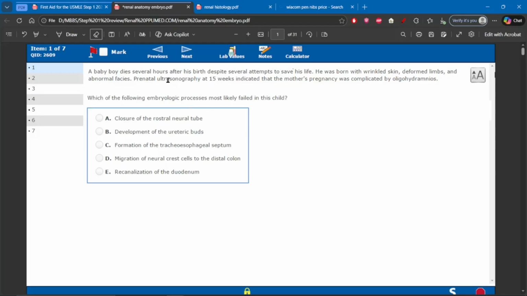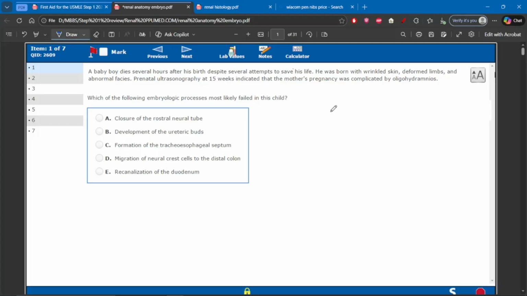A baby boy dies several hours after his birth, despite several attempts to save his life. He was born with wrinkled skin, deformed limbs, and abnormal facies. Prenatal ultrasonography at 15 weeks indicated that the mother's pregnancy was complicated by oligohydramnios. So, first of all, look for the clues in the question. So, oligohydramnios, and look at the presentation: the wrinkled skin, the deformed limbs, the abnormal facies, right?